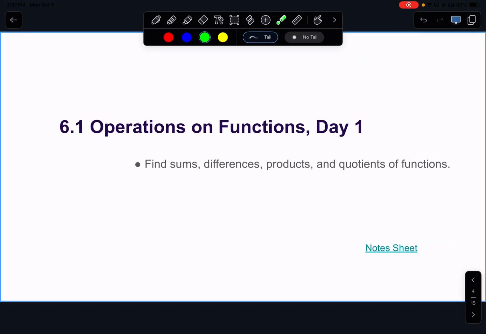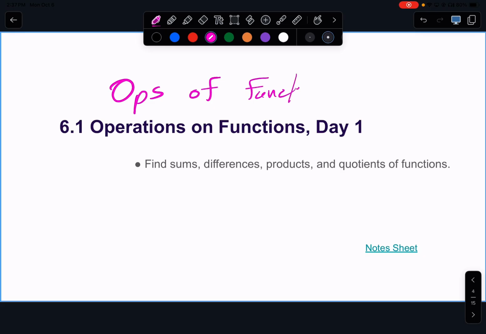All right, here we go. 6.1 comes after 6.6. Okay, operations of functions. You're also going to hear this as ops, or ops of function. It is not ops as in your enemies. It is not ops as in black ops. It is ops as in operations.